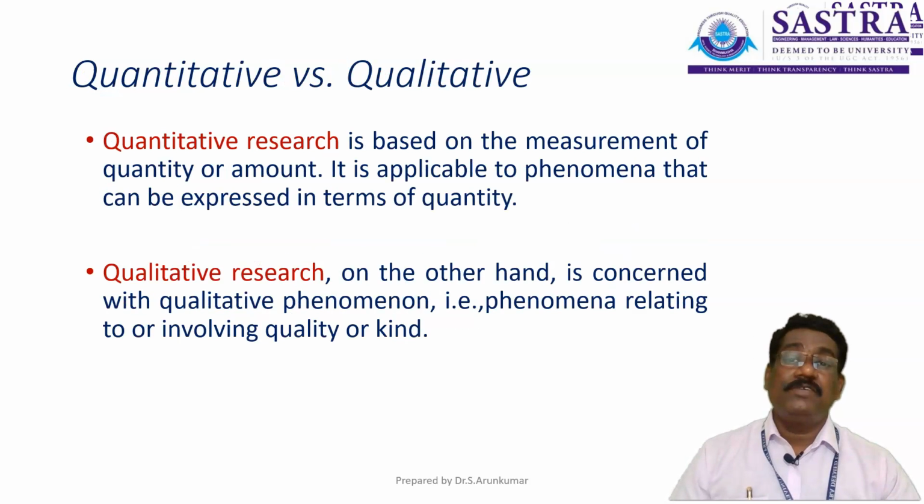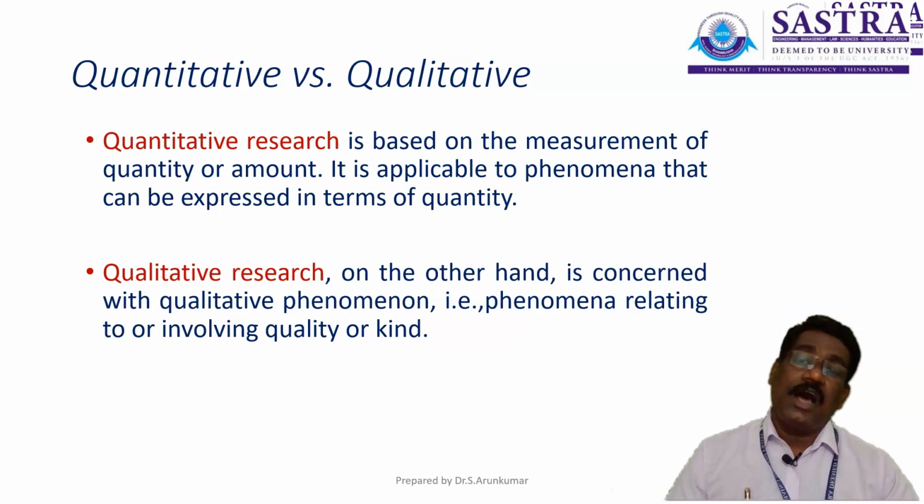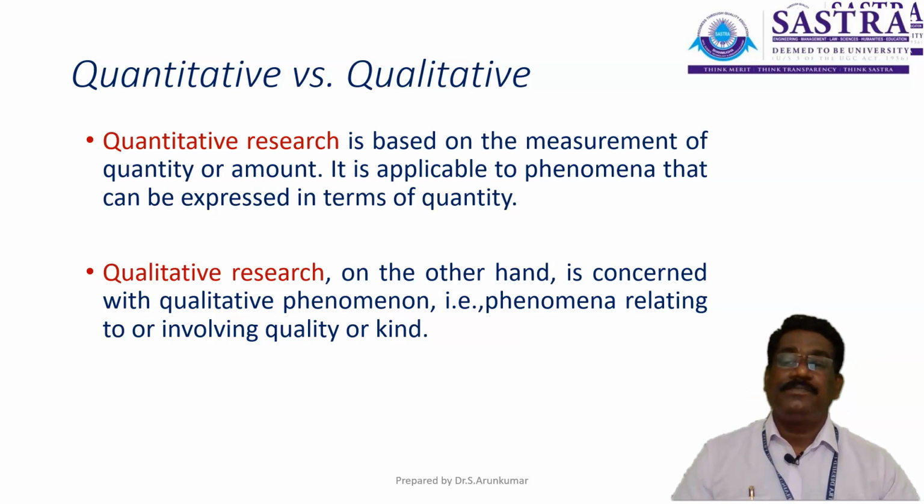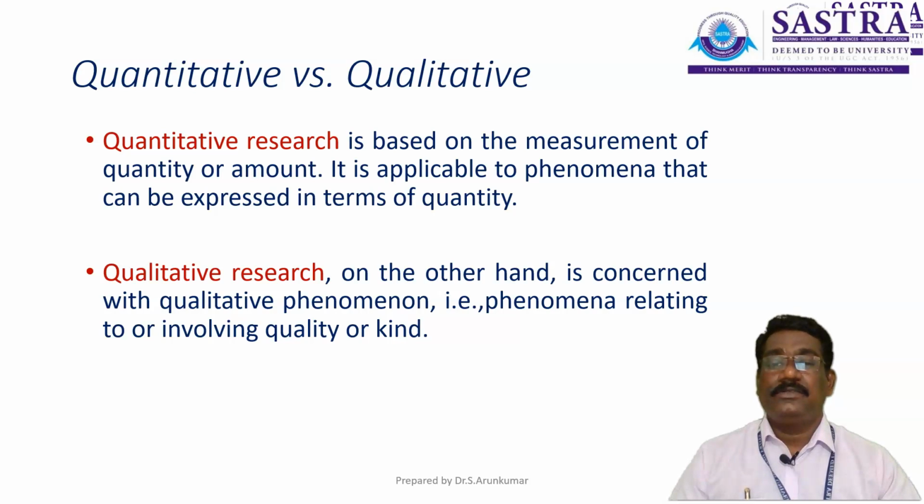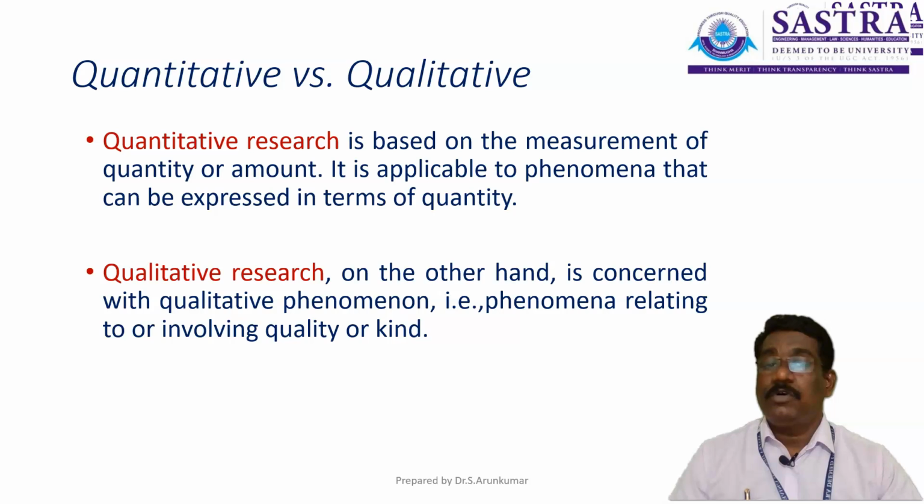Next one is quantitative versus qualitative research. What is quantitative research? It is based on the measurement of quantity or amount. It is applicable to phenomena that can be expressed in terms of quantity. Qualitative research, on the other hand, is concerned with qualitative phenomena, the quality or kind. How many times you do this is quantitative. What you feel is called qualitative research. Hope this example gives you more clarity.